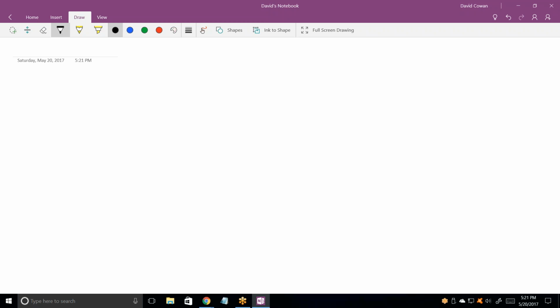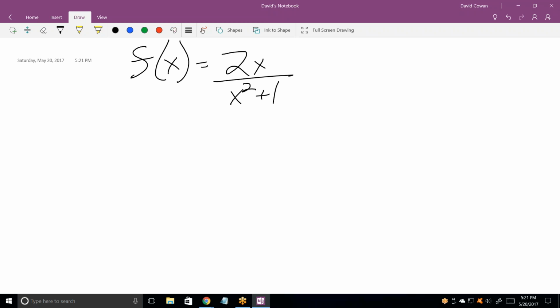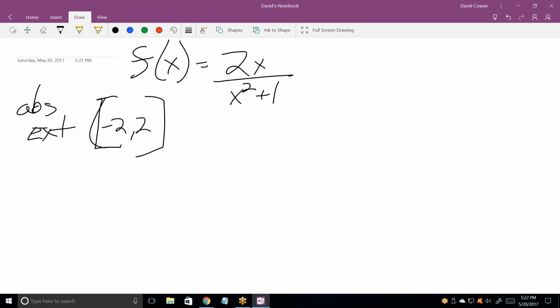Okay. All right, so what else do you have? Find the absolute extrema for f of x equals 2x over x squared plus 1 on the interval -2 to 2. Brackets or parentheses on that? Brackets. Okay. Absolute extrema.